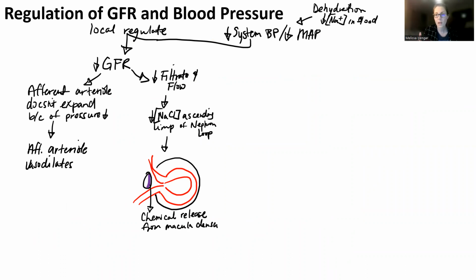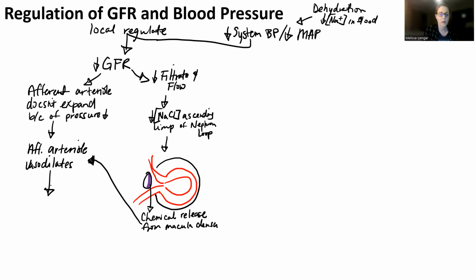Where is the macula densa? The macula densa is a little bit of it is in the ascending limb of the nephron loop, and a little bit of it is in the distal convoluted tubule. Because remember, that's what's coming back up. Okay. So that chemical from the macula densa essentially is really going to go in that direction, and it causes vasodilation of the afferent arteriole as well. I'm hoping this chart doesn't confuse you, but that chemical is released from the macula densa and it causes the afferent arteriole to vasodilate even more.